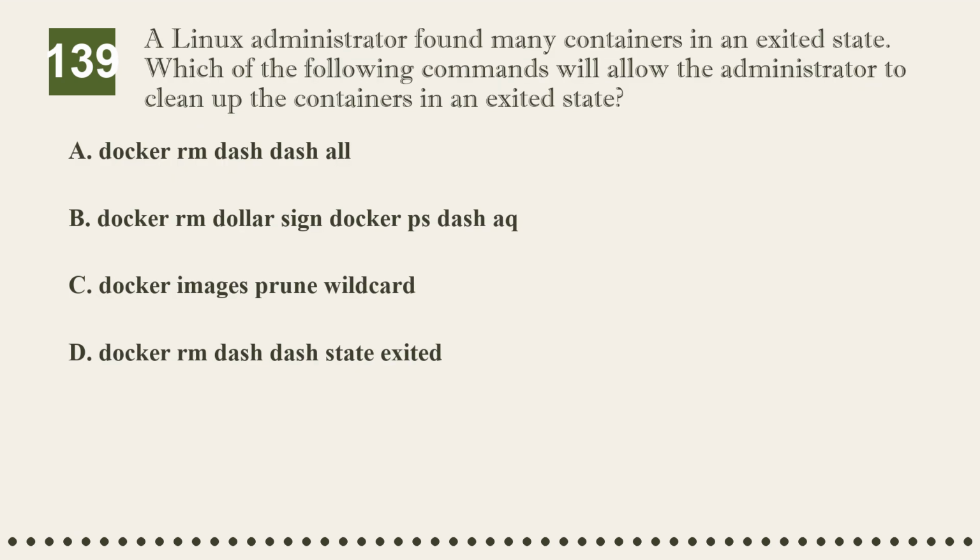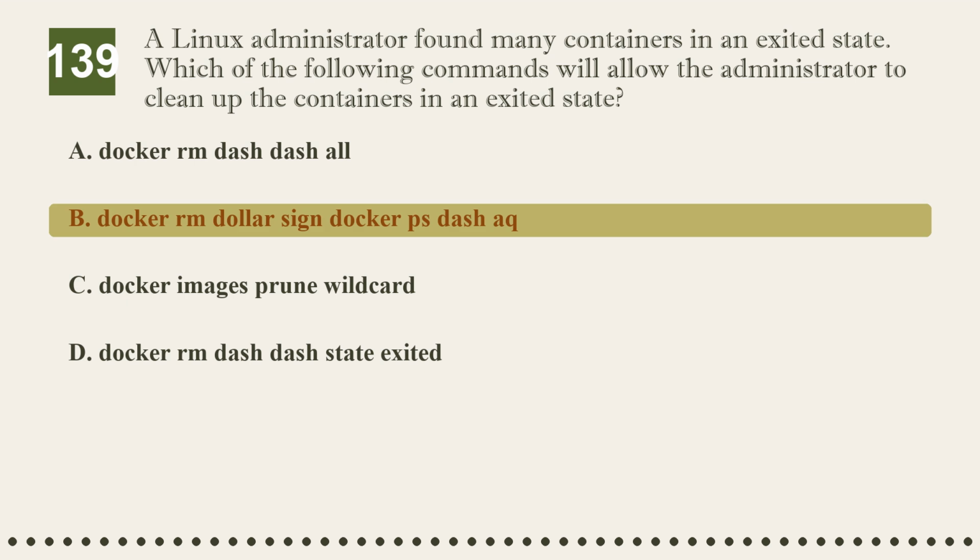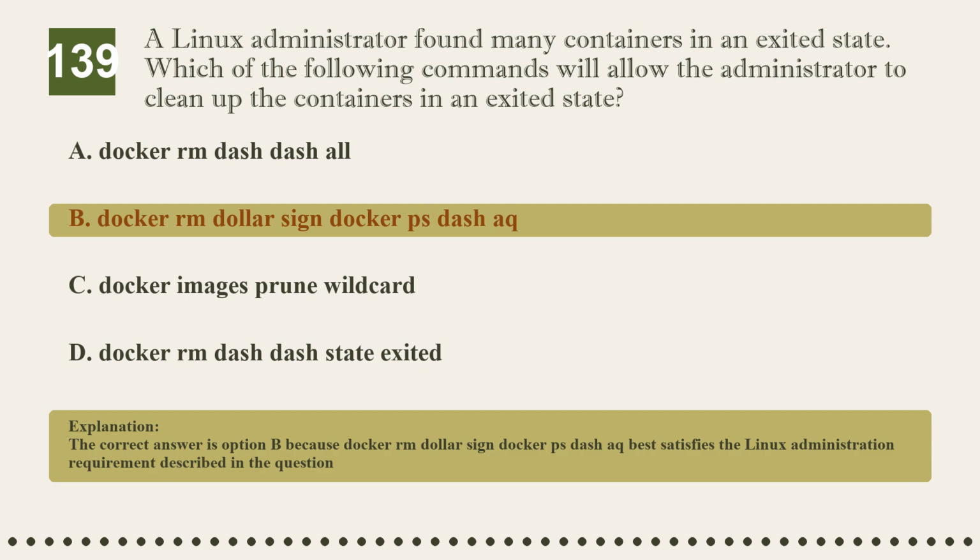Question 139. A Linux administrator found many containers in an exited state. Which of the following commands will allow the administrator to clean up the containers in an exited state? Option A, docker rm --all. Option B, docker rm $(docker ps -aq). Option C, docker images prune wildcard. Option D, docker rm --state exited. The correct answer is option B, docker rm $(docker ps -aq). The correct answer is option B because docker rm $(docker ps -aq) best satisfies the Linux administration requirement described in the question.